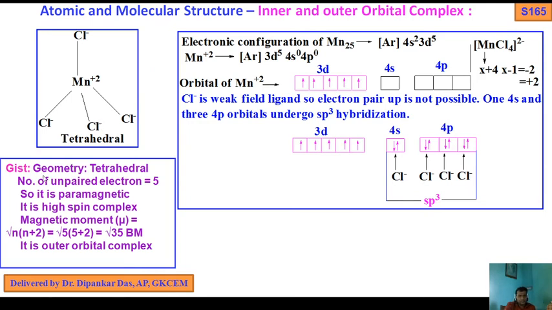Okay, so now take a look. Geometry, tetrahedral, sp3. Number of unpaired electrons 5, 1 2 3 4 5. So it is paramagnetic, because of the presence of unpaired electrons. If there is no unpaired electron, it is diamagnetic. And magnetic moment mu is root of n into n plus 2. So 5 into 5 plus 2 equals root 35 BM, and it is an outer orbital complex. So we have seen that in the case of MnCl4 2-, it has the highest value of magnetic moment.